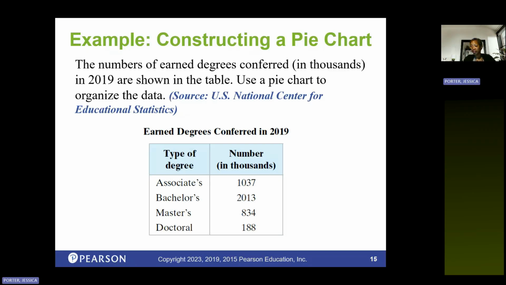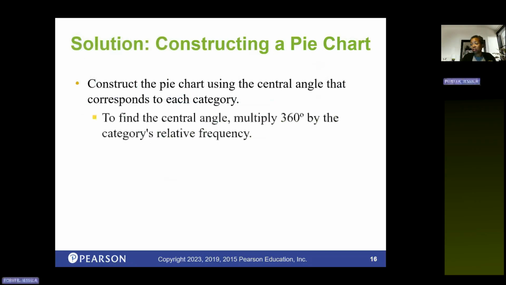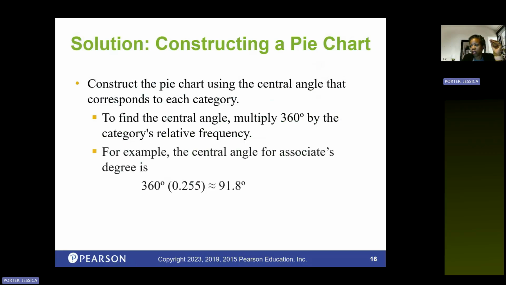And we're going to use a pie chart to organize the data. Now, to construct a pie chart, remember it's a circle, so you're going to have pieces of the pie that are a percentage of the circle. So what you would have to do is multiply whatever that relative frequency is by 360 to get how much of the circle it's taken up.